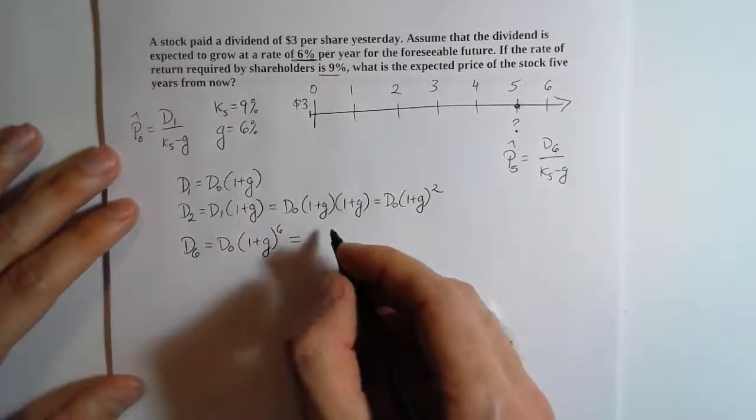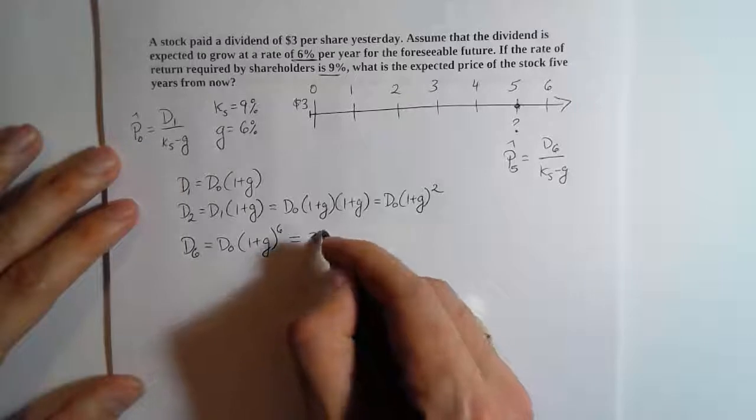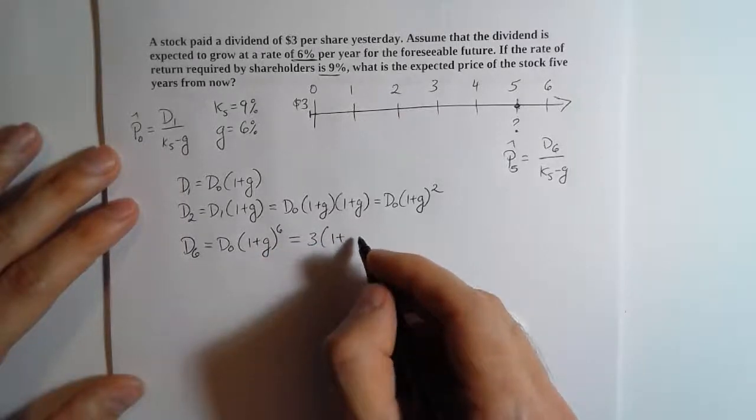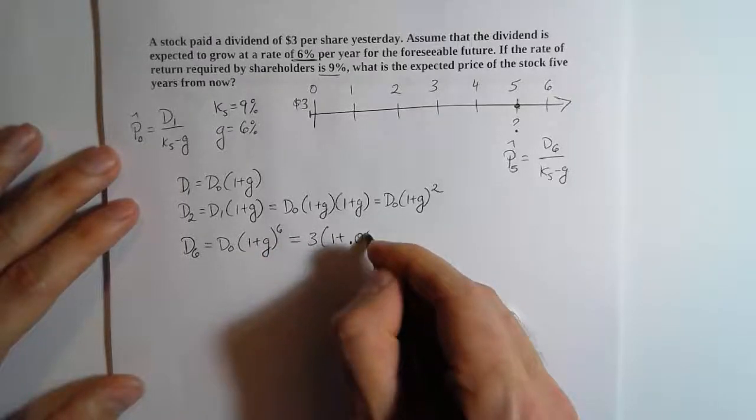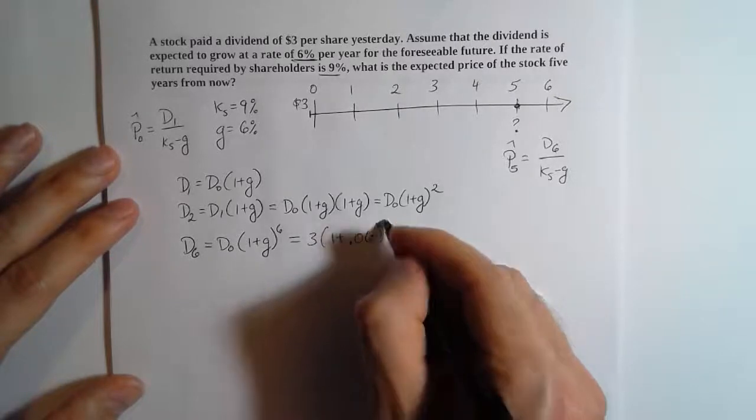And in that case, D0 is $3. And our growth rate is 6%, so 0.06. And then raised to the 6th.